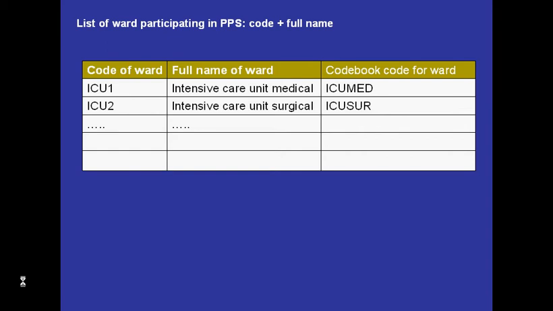The first column is the code of the ward that you yourself assign. It's basically the abbreviation that you use to name this ward in your hospital, such as for instance ICU1 or ICU2. The second column has the full name of the ward that you yourself in the hospital use. And the third column is the code for the ward that the codebook gives to this type of unit.